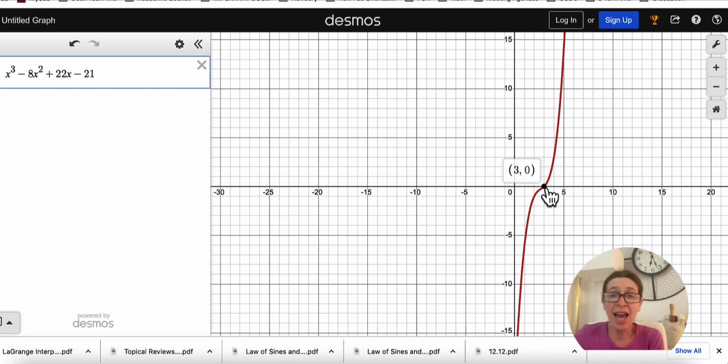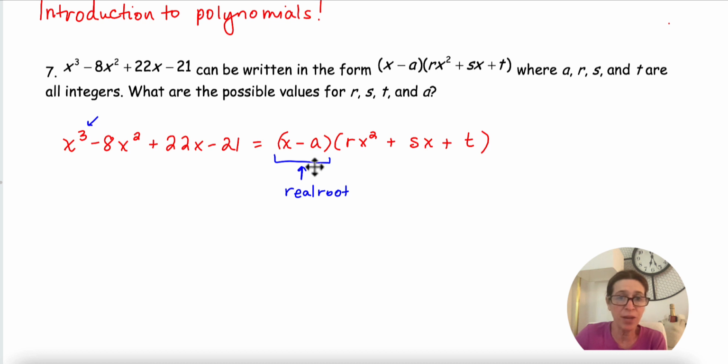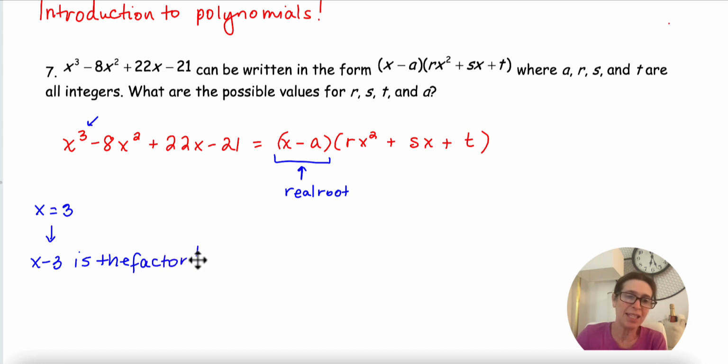Okay. But if x equals 3 was the root, okay, so we know that x minus 3 is a root. X equals 3 is the root. Then we know that x minus 3 is the factor. So now I know that a equals 3.